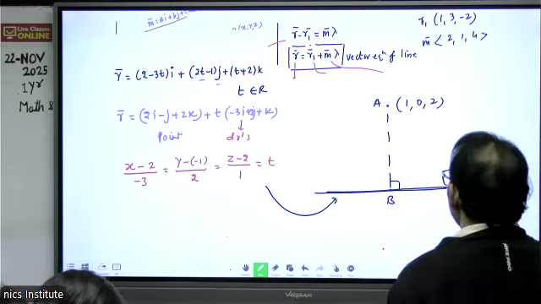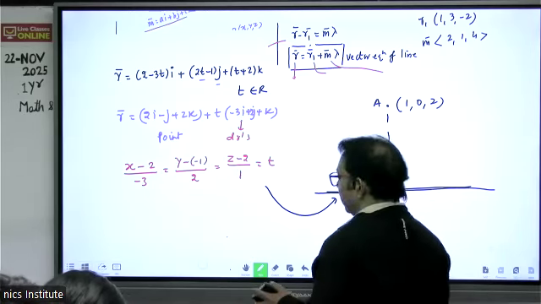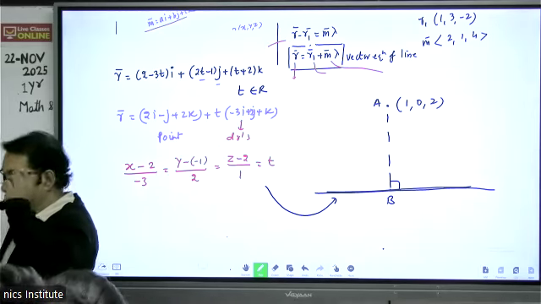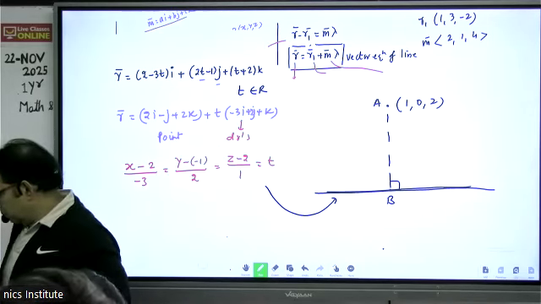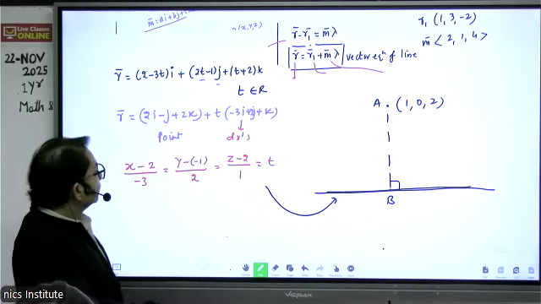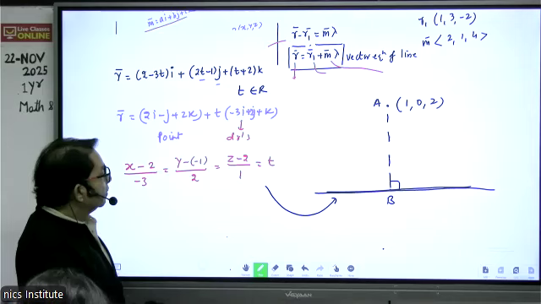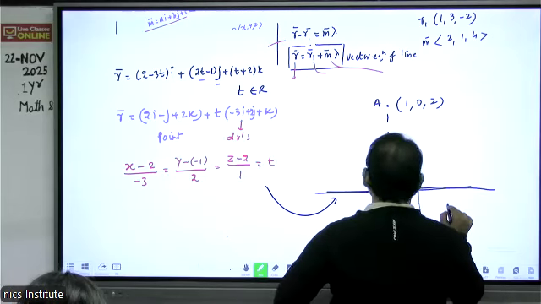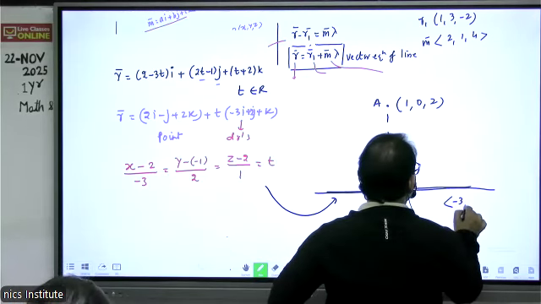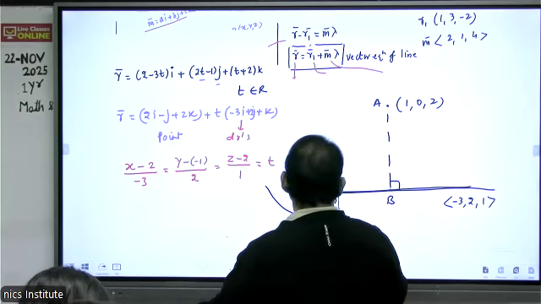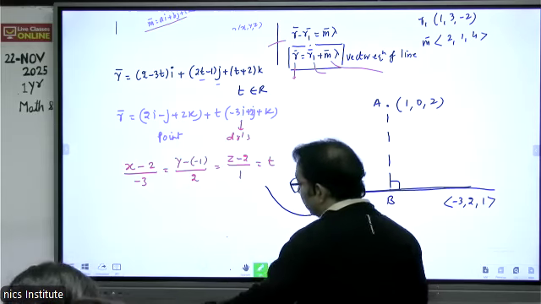So we're dropping a perpendicular from (1, 0, 2) on the line, and then we find the length of the perpendicular. You can find any point on the line. You already have the DRs of the line, right? The DRs of this line are already with us: -3, 2 and 1. You can find any point on the line. How will any point on the line come?